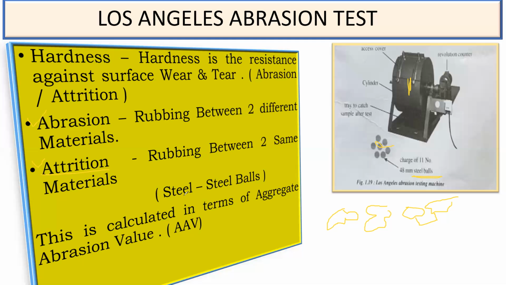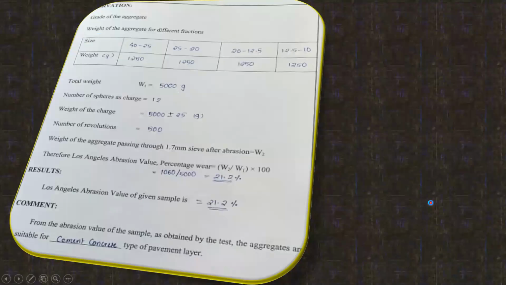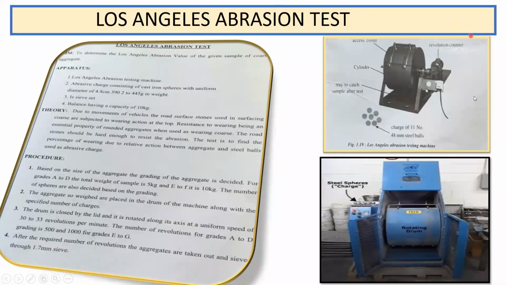The same is written here. Steel ball on steel ball is called attrition here. Again, it is calculated in terms of aggregate abrasion value, so it is written as AAV, that is aggregate abrasion value. How this test has to be performed, we'll see that. This is how that machine looks, and you can see the machine here as well. These are the rotating drums that we have.